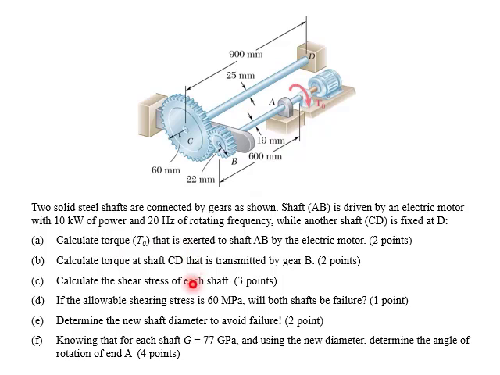Here are the questions that are given in the quiz. The first question is asking you to calculate the torque that is exerted to shaft AB by the electric motor. So to solve these questions, you need to deal with this number in order to get the value of torque. For the second question, B, calculate torque at shaft CD here that is transmitted by gear B.